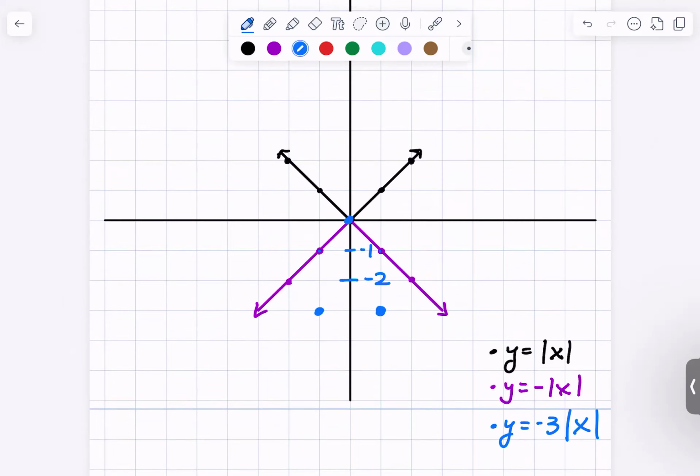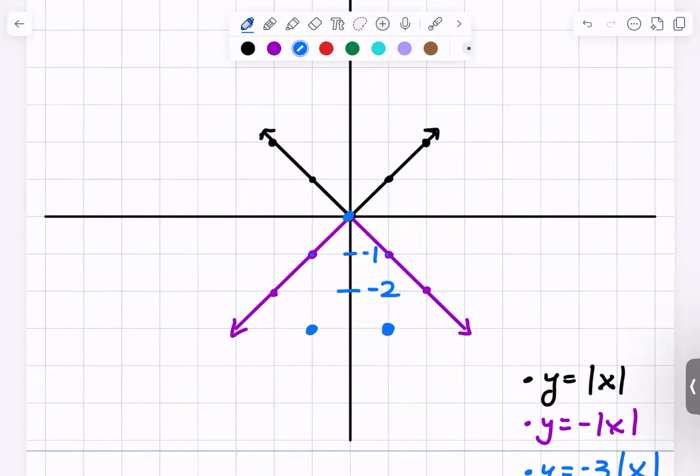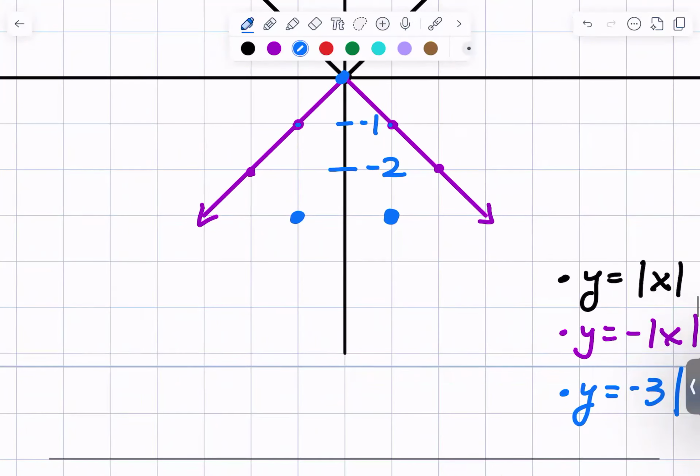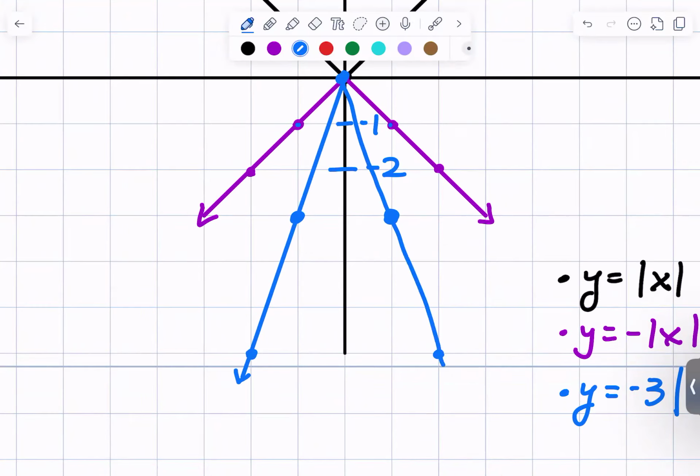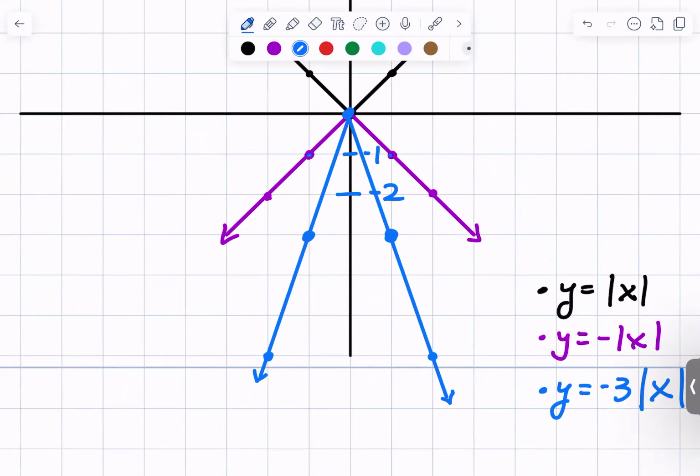-2 times 3 is -6. So we have -2, -6, which is here. And then we have 2, -6, which is here. So here is my transformed, stretched out graph, right? Questions?